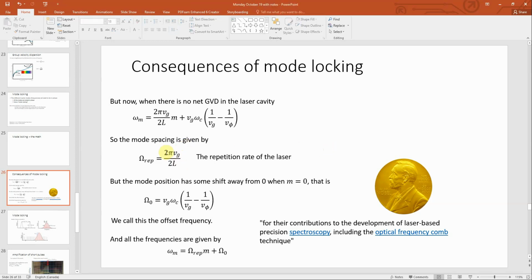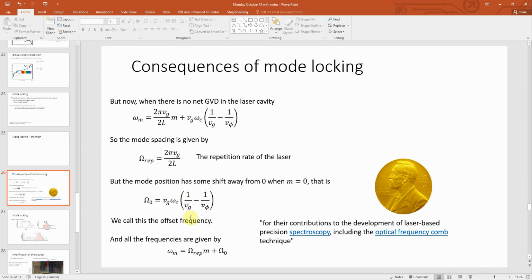This spacing is going to be, as I said, instead of c over 2l, it's the group velocity over 2l, and then times 2 pi, because we're dealing with natural frequency. And then there's this offset frequency, called omega 0. This offset frequency is given by the group velocity times the carrier frequency times the difference of 1 over the velocities. And so this is called the offset frequency.